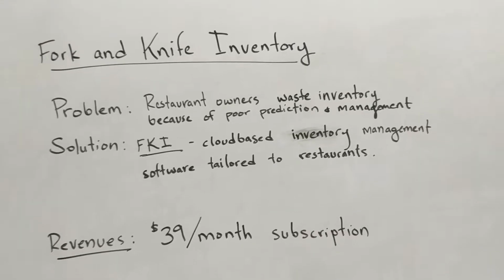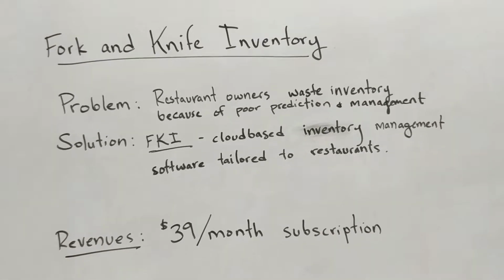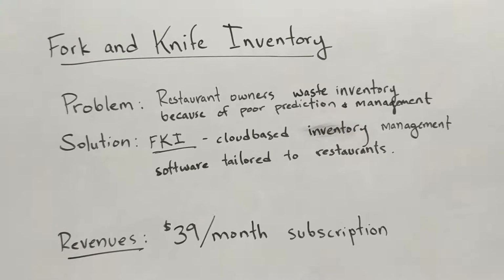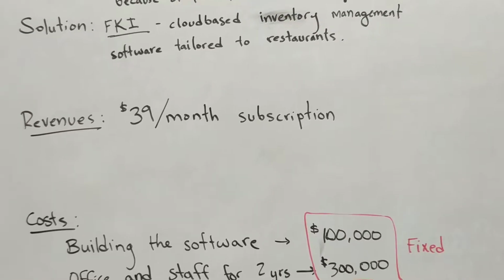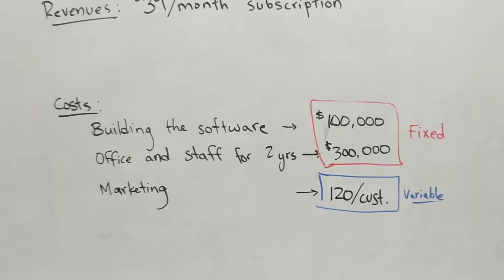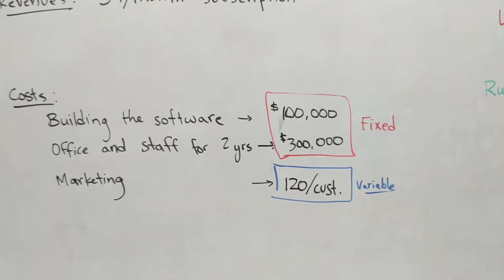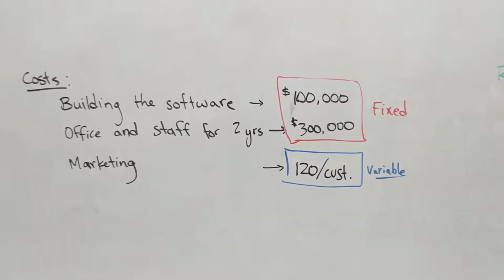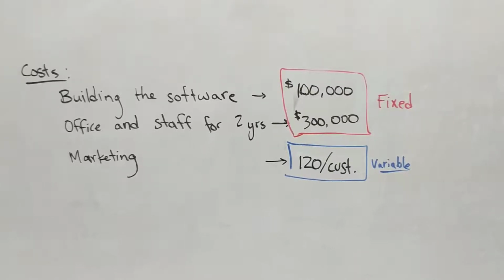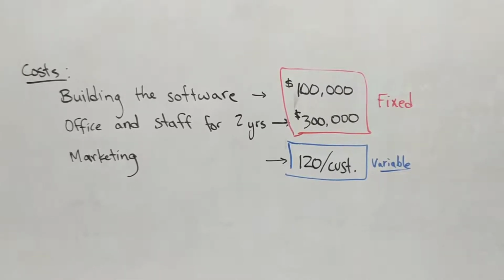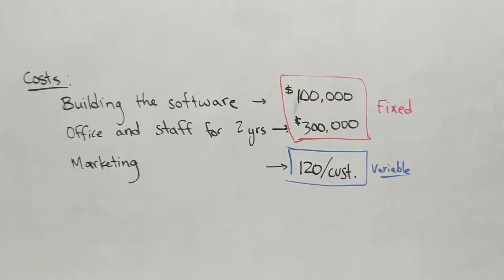Okay, so in this video, we're going to continue with fork and knife inventory, but now we're going to calculate a break even. So just to review real quick, we said that they estimated revenues of $39 a month. We said they had fixed costs of about $400,000, about $100,000 for the software, $300,000 for office and staff for 2 years. Now we kind of made a simplifying assumption here. We time boxed stuff and we said, we're going to look at break even over a 2-year period.